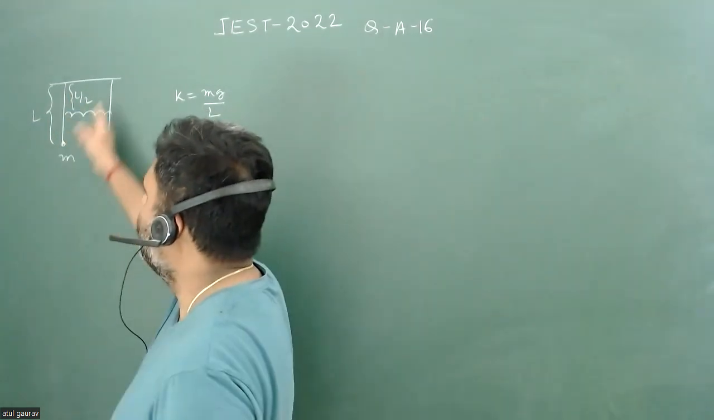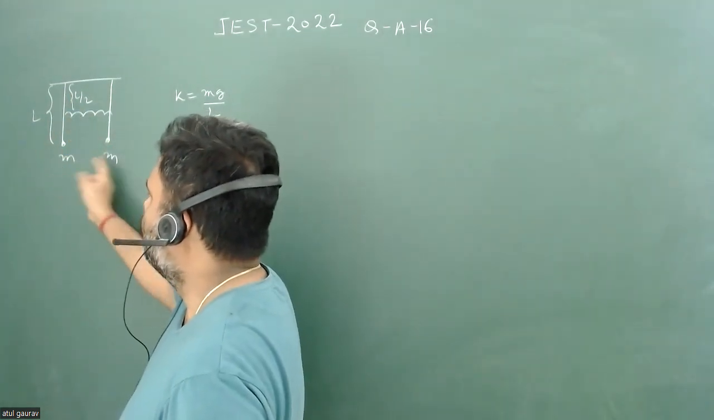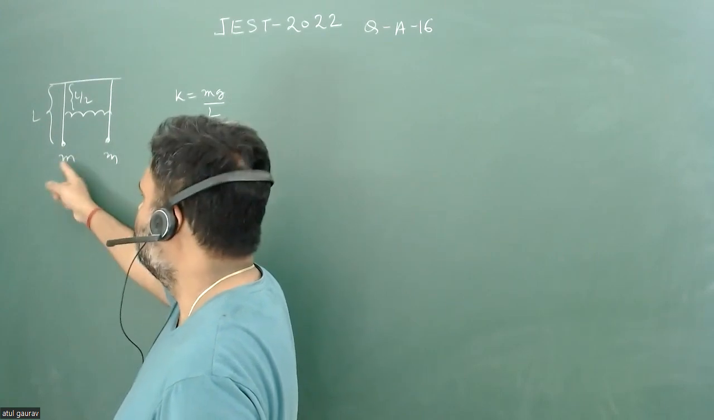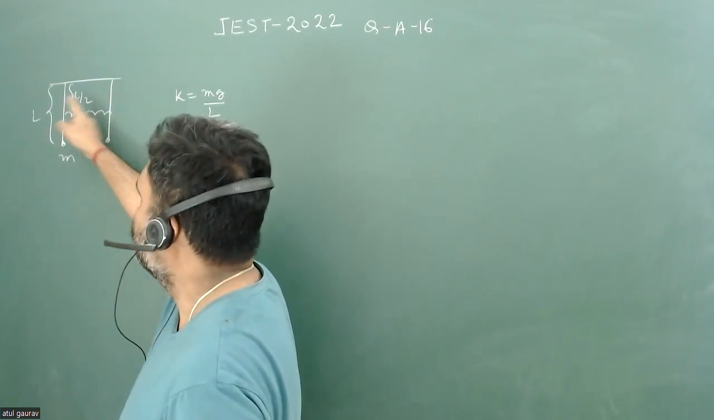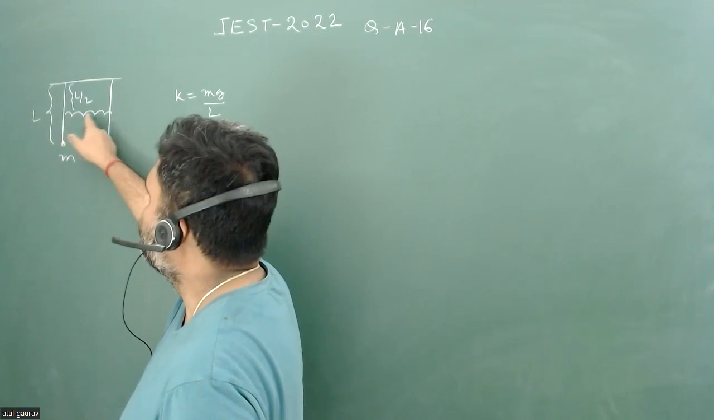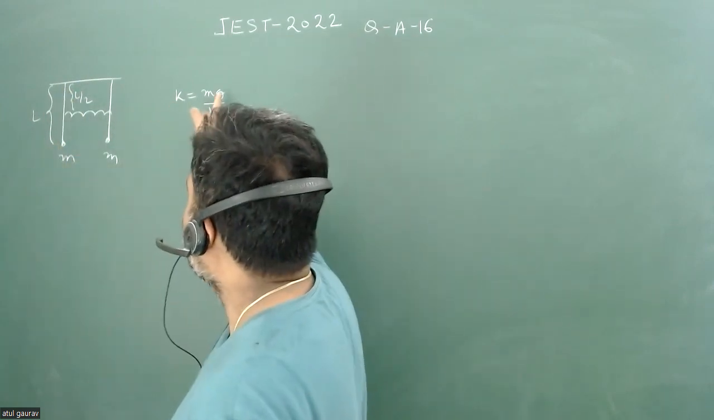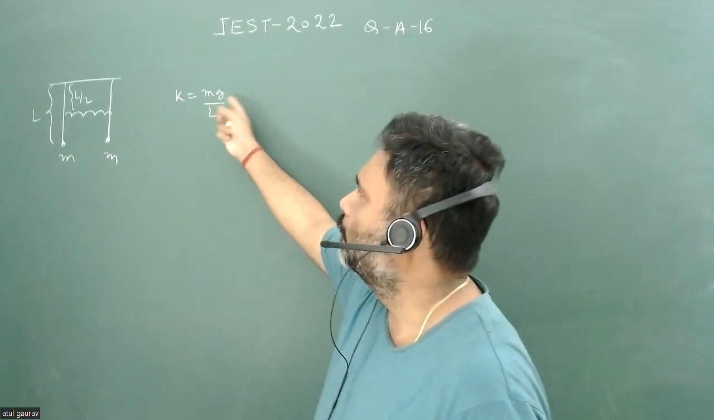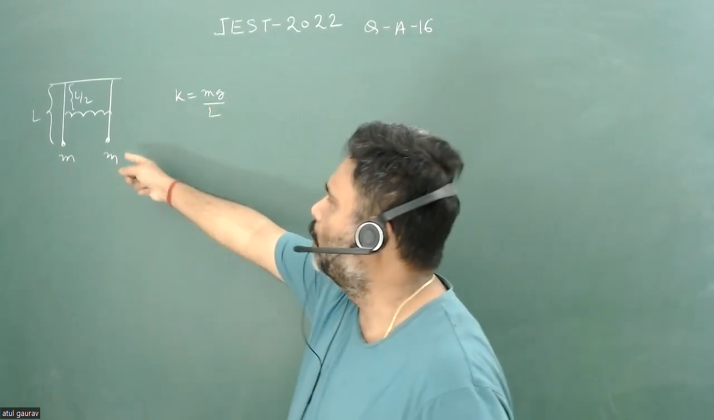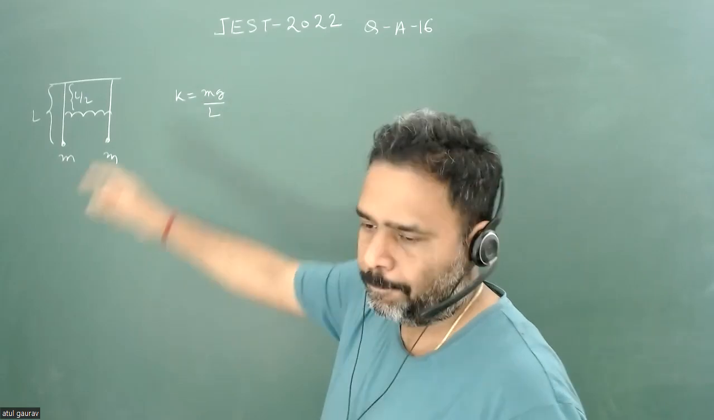There are two pendulums of length L, and the mass of both the bobs is M. They are simple pendulums, so the rod is massless, and there is a spring attached at length L by 2. The length of the pendulum is L, and the spring constant is given in terms of the weight of the bob, so that is mg by L.